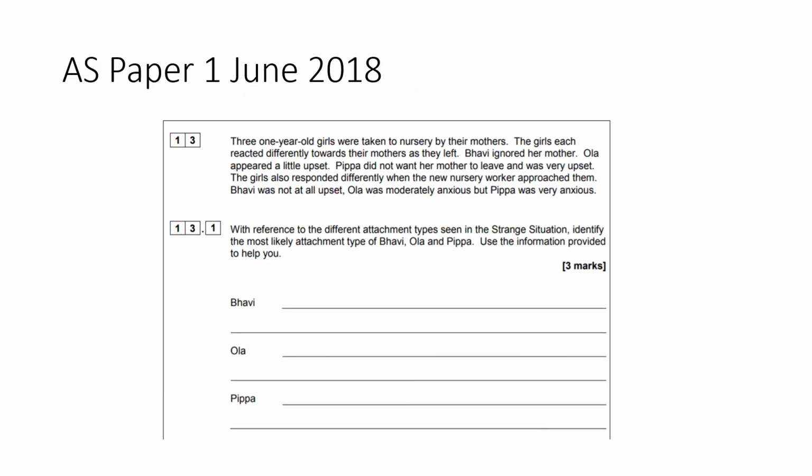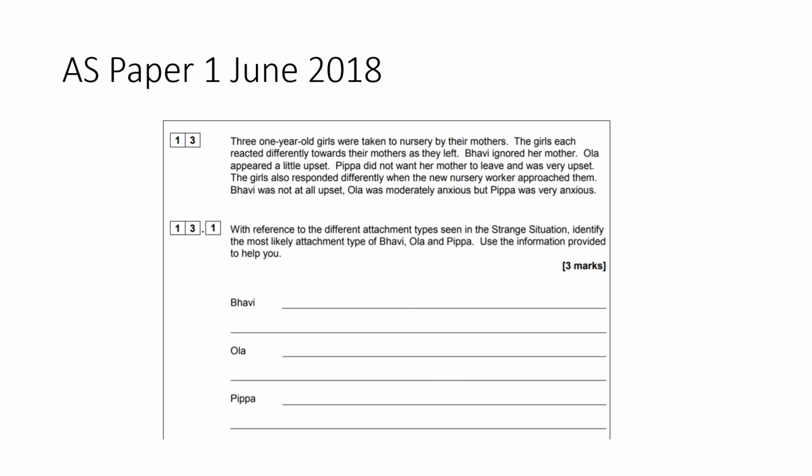So this question is from an AS Paper 1, June 2018. So 3 one-year-old girls were taken to nursery by their mothers. The girls each reacted differently towards their mothers as they left. Bavi ignored her mother. Ola appeared a little upset. Pippa did not want her mother to leave and was very upset. The girls also responded differently when the new nursery worker approached them. Bavi was not at all upset. Ola was moderately anxious, but Pippa was very anxious.